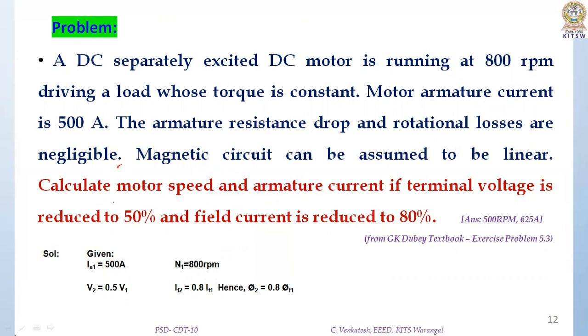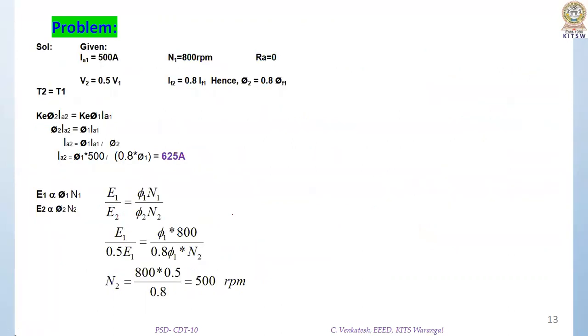Calculate the motor speed and armature current if terminal voltage is reduced to 50% and field current is reduced to 80%. So what is the change in speed and current if we change voltage and field current? Let us see what will happen. These are the values given. Under normal operating conditions, IA1 is 500 amperes, speed is 800 rpm, and resistance is neglected. Then it is done with 50% voltage and 80% field current. In the second case, phi2 will become 0.8 into phi f1.